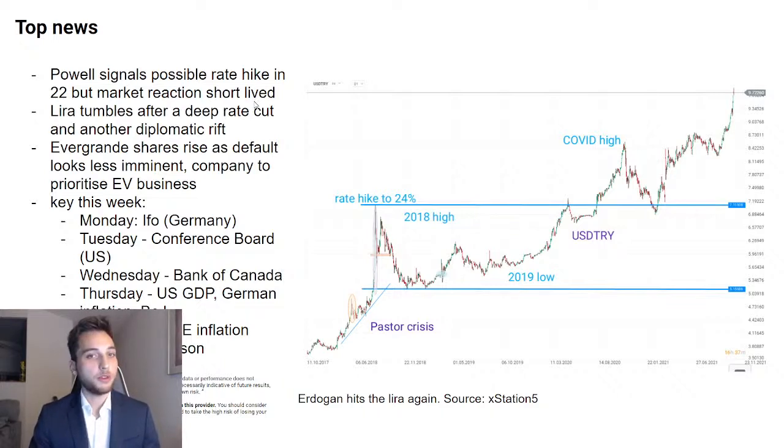The lira, if any of you trade the Turkish lira, tumbled after a deep rate cut and another diplomatic rift where President Erdogan fired some more people.